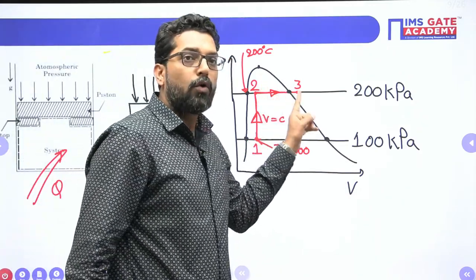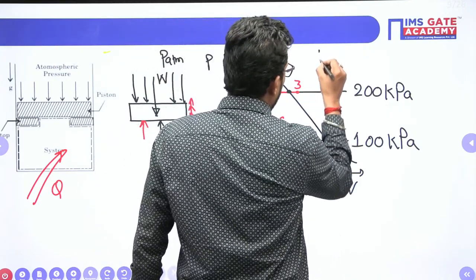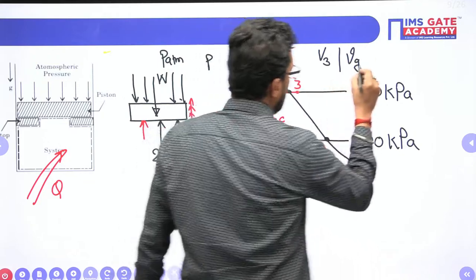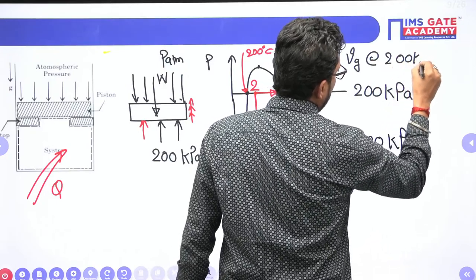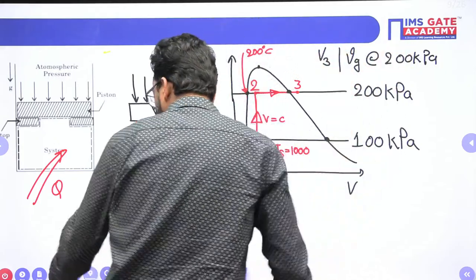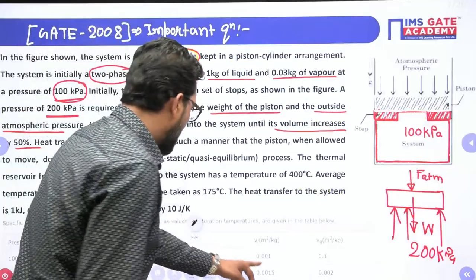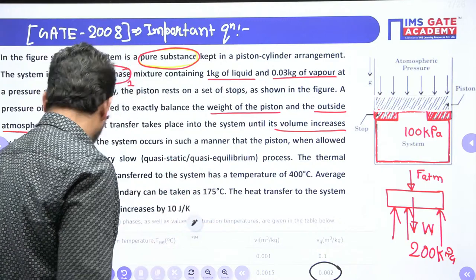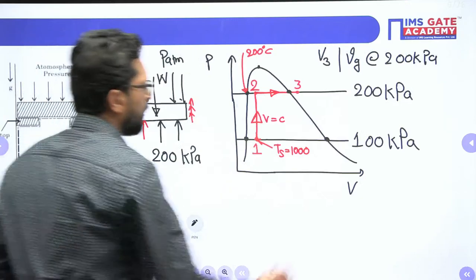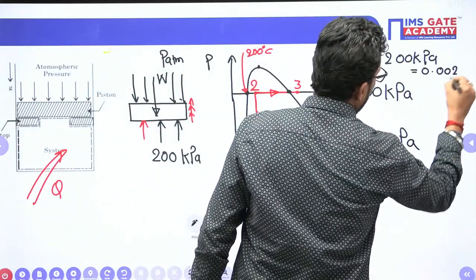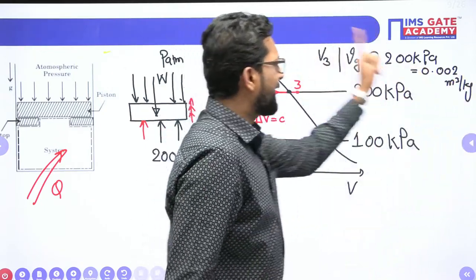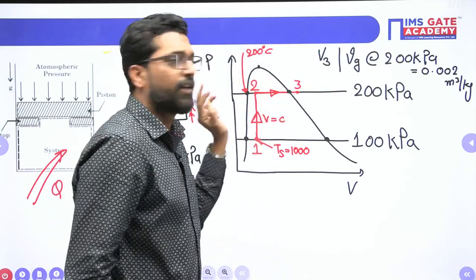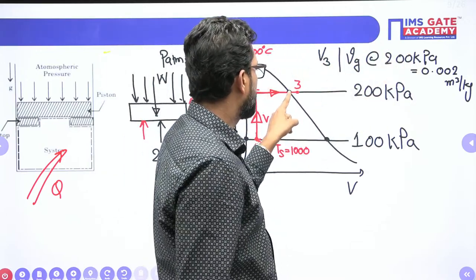Now, if the volume at 3 is higher than Vf, that means V3 will check and we calculate Vg at pressure of 200 kilopascal. So Vg at 200 kilopascal is how much? 0.002. Right? Yes or not? 0.002 meter cube per kg. If V3 is greater than this one, so 3 must be superheated. If V3 is less than this one, so this must be a two-phase mixture. If V3 is exactly 0.02, then this must be a saturated vapor.